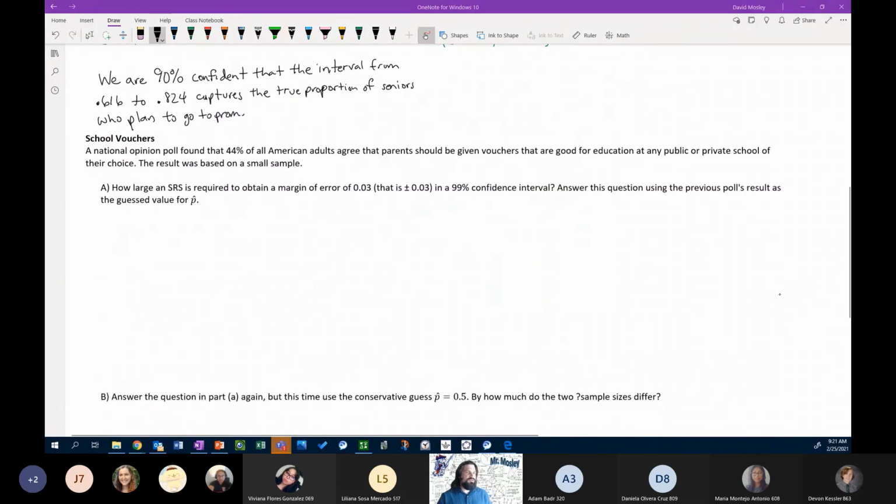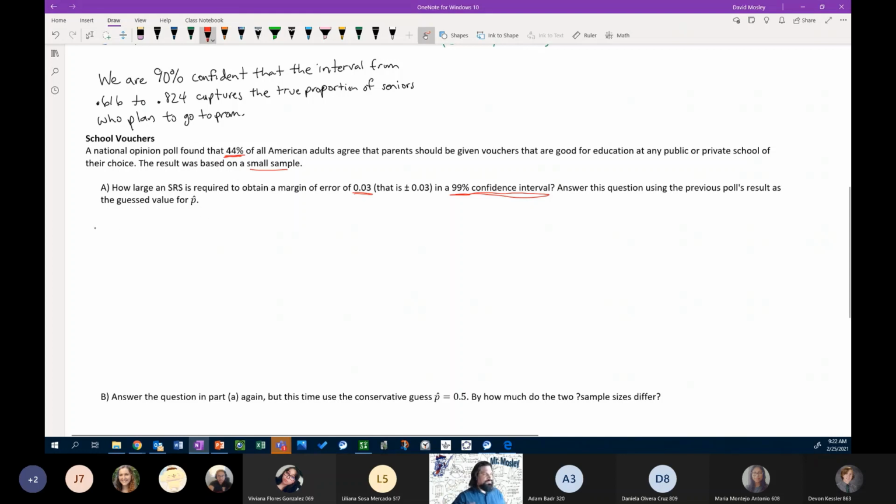So we're going to do our next example. All right. So we have a national opinion poll found that 44% of all American adults agree that parents should be given vouchers that are good for education in any public or private school of their choice. The result was based on a small sample. It's kind of like a pilot sample. How large an SRS is required to obtain a margin of error of 0.03 in a 99% confidence interval? Answer this question using the previous poll's results as the guessed value for p hat.